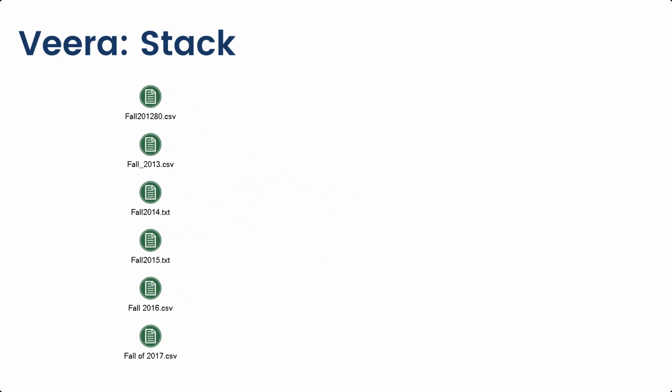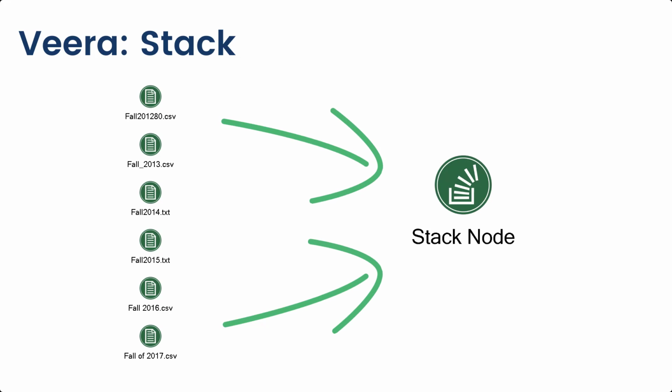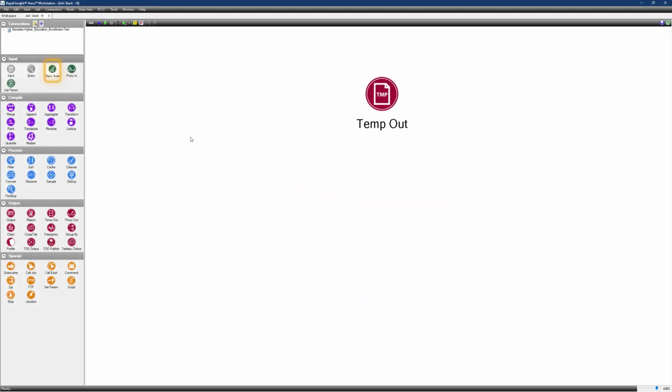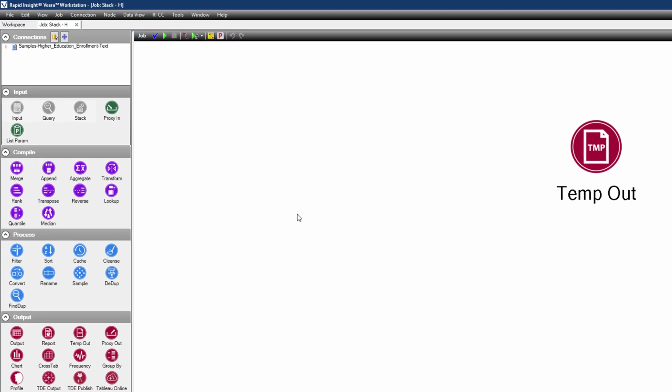The stack node streamlines appending data sources when you have more than you'd like to manually connect within your job. If you ever find yourself with multiple files that share a structure and you want to stack them quickly, the stack node is perfect. In this blank job, we'd like to append files together from our data source.